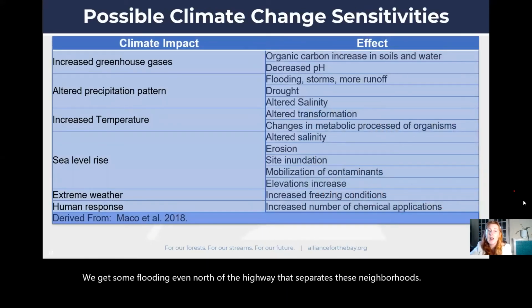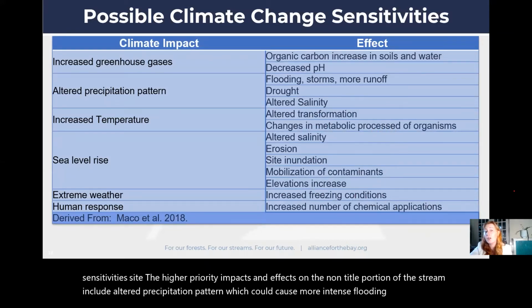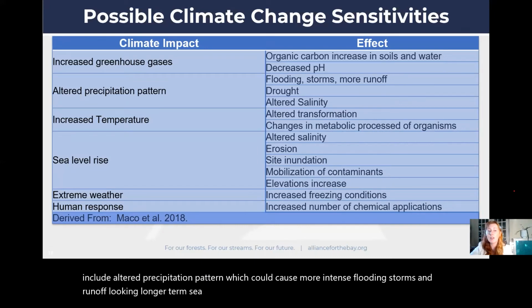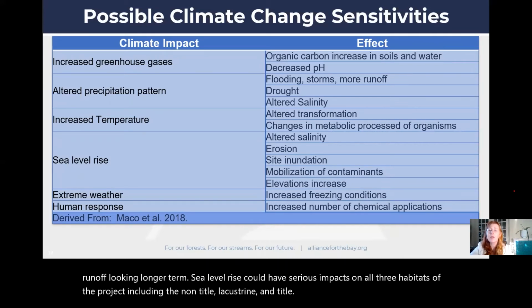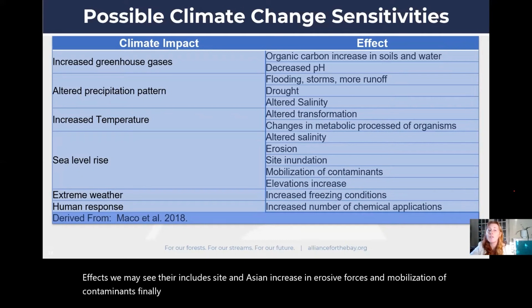With these potentially high impact climate change scenarios in mind, there's a long list of sensitivities at our site. The higher priority impacts and effects on the non-tidal portion of the stream include altered precipitation pattern, which could cause more intense flooding, storms, and runoff. Looking longer term, sea level rise could have serious impacts on all three habitats of the project, including the non-tidal, lacustrine, and tidal. Effects we may see there include site inundation, increase in erosive forces, and mobilization of contaminants. Finally, the increase in temperature has a negative effect on plants and animals living in the project area.